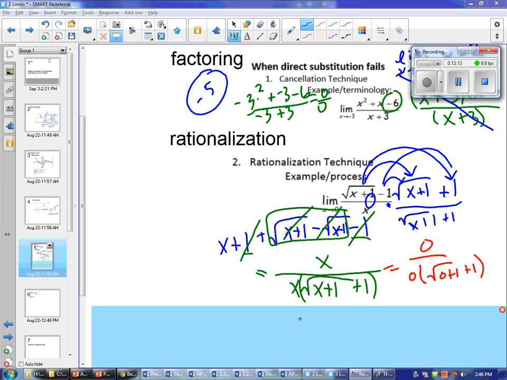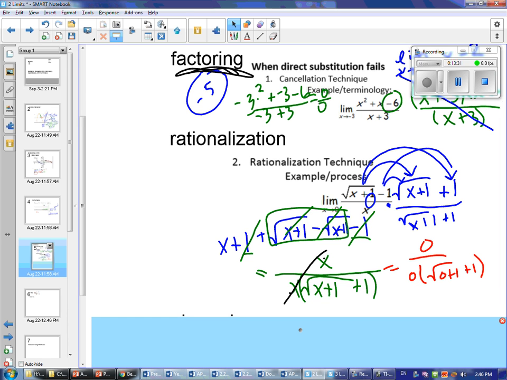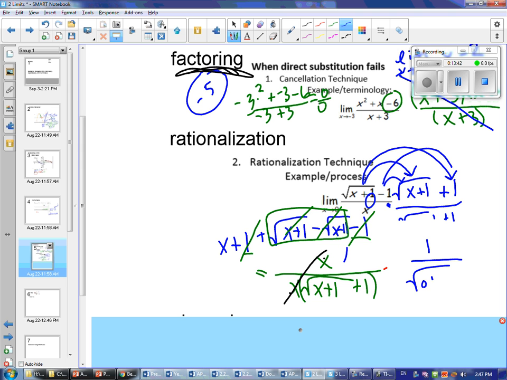Let's go back to this green function. Do you notice that there's an x in the numerator and an x in the denominator? They factor out. That's why factoring is one of our techniques. So we can cancel out an x in the numerator and an x in the denominator. And now our function is 1 over this stuff. Now let's try direct substitution. So putting the 0 in, we get 1 over the square root of 0 plus 1 plus 1. This is 1. The square root of 1 is 1, plus 1 is 2. So between rationalization and factoring, we were able to get that the limit is 1/2.